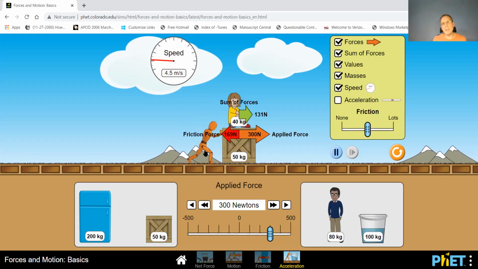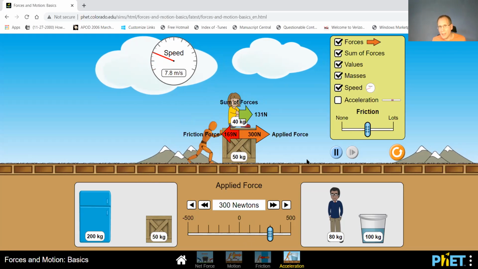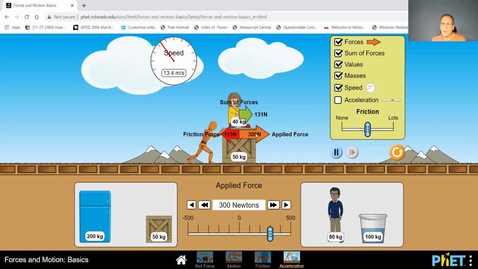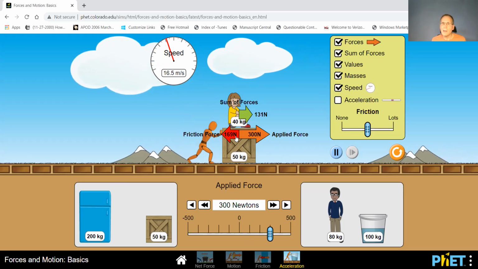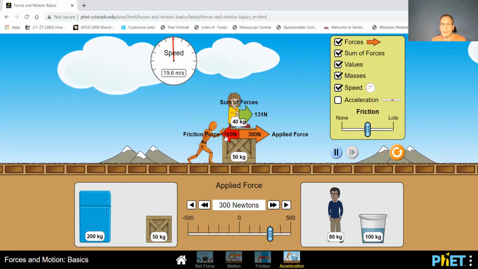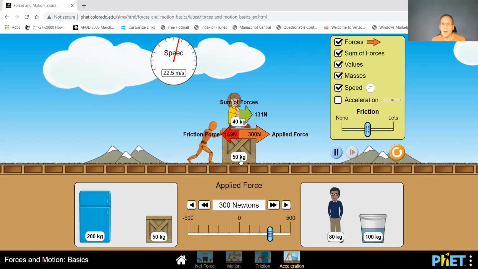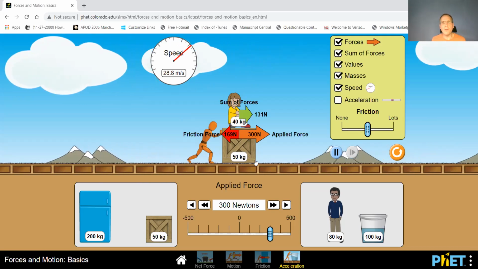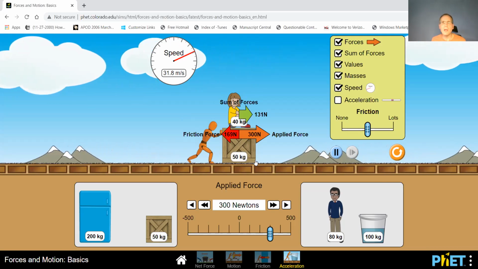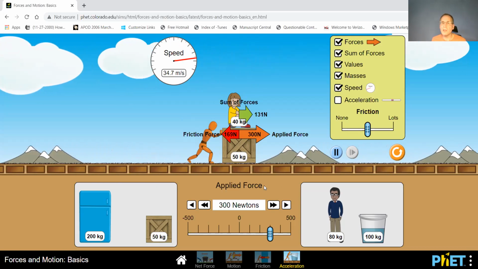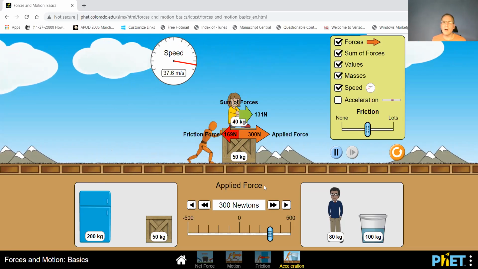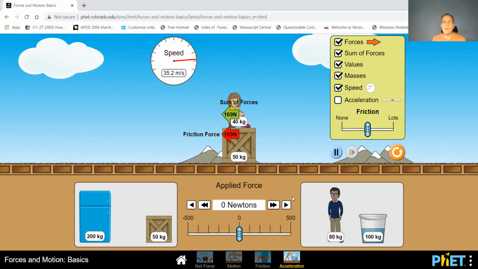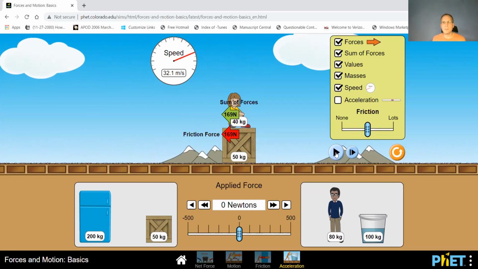So now you can see that the crate and the child are accelerating to the right. There's an applied force that the person's exerting to the right. There's a kinetic frictional force to the left. So that will give you a net force, and you know that the net force has to equal mass times acceleration. So you want to use Newton's second law to figure out what the acceleration is. All right, then, let me stop this.